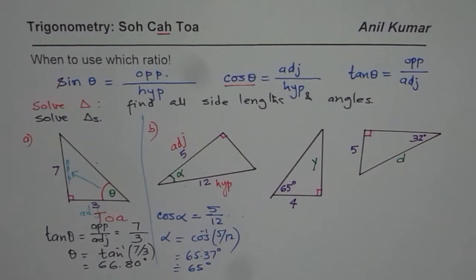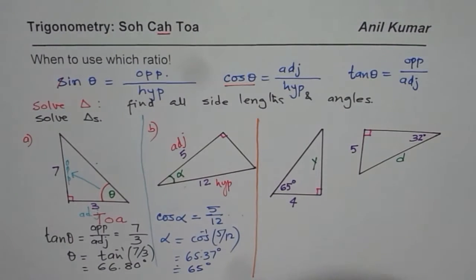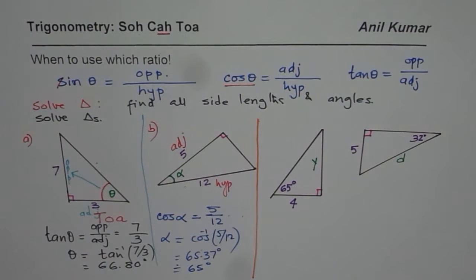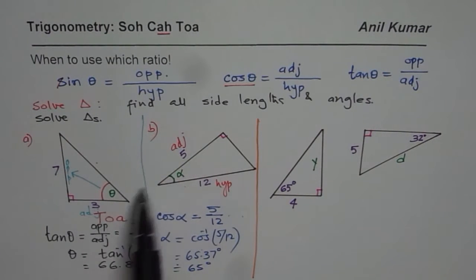Now let's continue and let's take up the next triangle, which in our case is the right triangle with 65 degrees given to us, and one side is given, the other side we need to find. So in the previous 2 triangles we found that the angles were given to us, and like we were trying to find the angle, right?